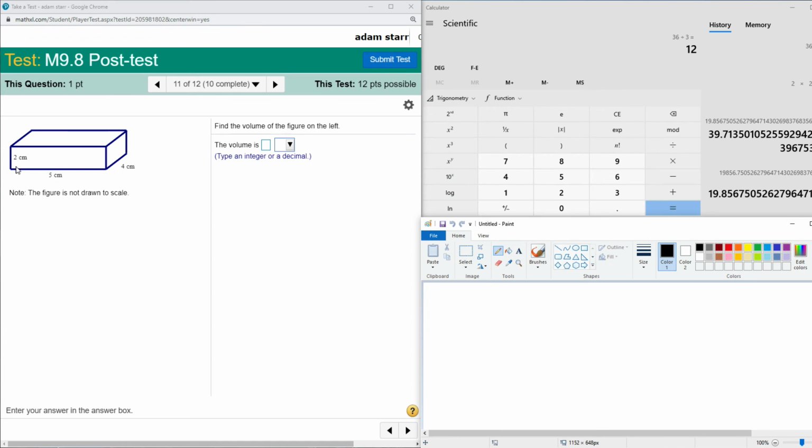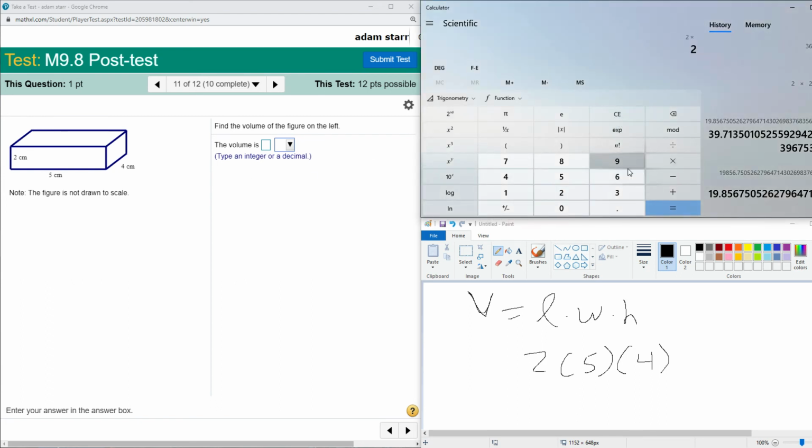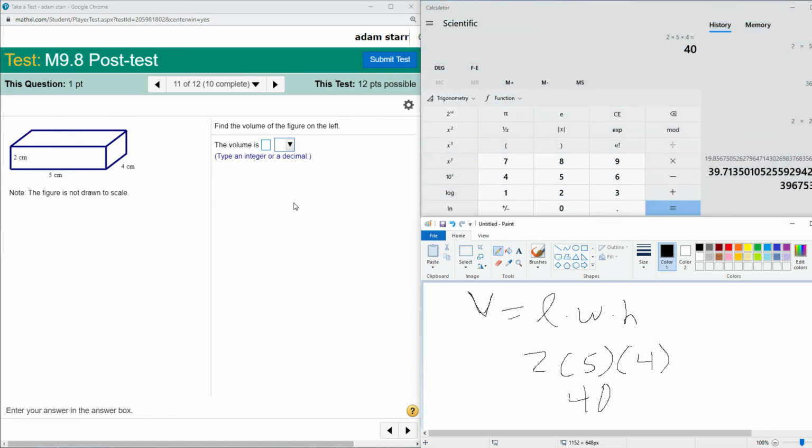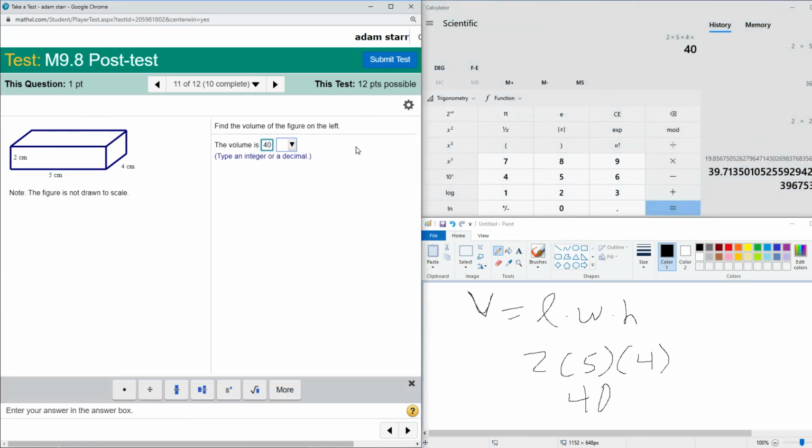Next question is a rectangular prism. This one we might be more familiar with. The volume of a rectangular prism is just length times width times height. It's giving me all 3 dimensions. Doesn't matter the order. 2 times 5 times 4. Okay, I get 40. So my volume here is 40 cubic centimeters, because that is my unit.